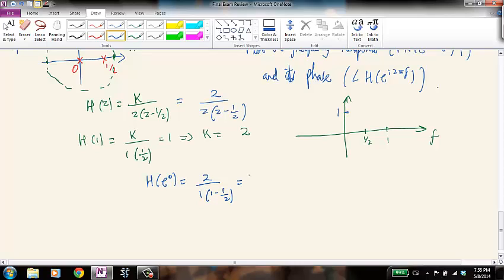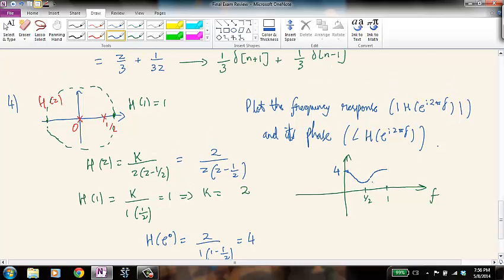That's wrong, isn't it? It's supposed to be 4. Okay, so this is not going to plan, but hopefully you can see that qualitatively, just by looking at the pole zero diagram, and you can check me on this, you're going to get a plot that looks like this.